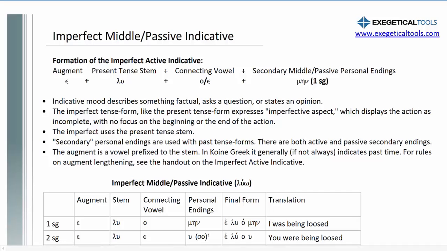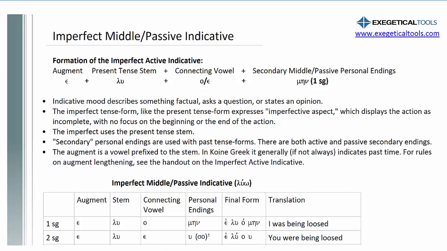In this video we're going to look at the imperfect middle passive indicative, and this is assuming that you're already familiar with or you've watched the video on the imperfect active indicative. I'm going to assume the information from that video here so I don't have to repeat it. So if you need to, you can go back and watch that video again, or you can look it up in your grammar and review the imperfect active indicative.